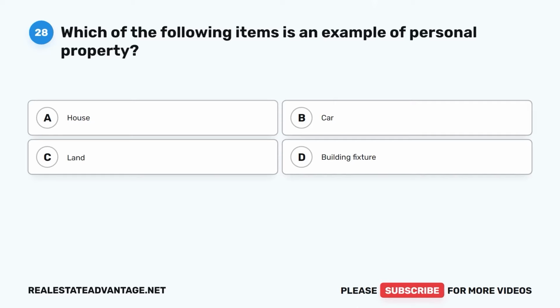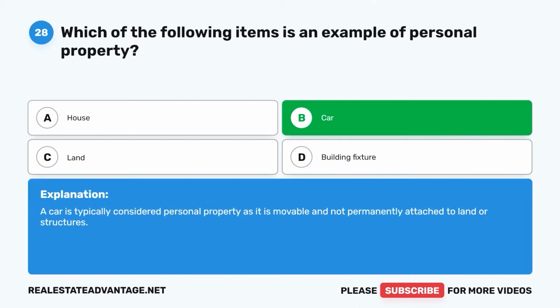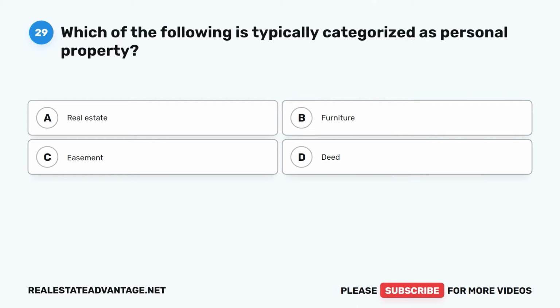Question 28. Which of the following items is an example of personal property? A. House. B. Car. C. Land. D. Building fixture. The correct answer is B. Car. A car is typically considered personal property as it is movable and not permanently attached to land or structures. Question 29. Which of the following is typically categorized as personal property? A.